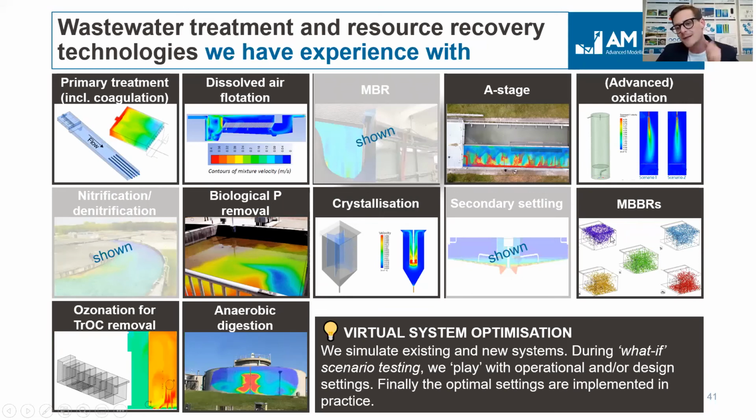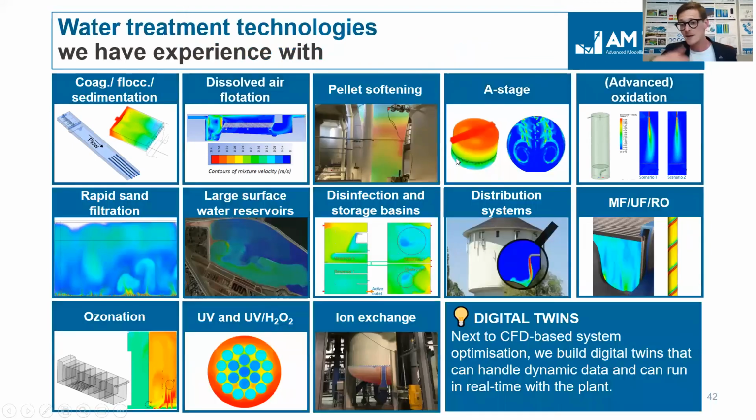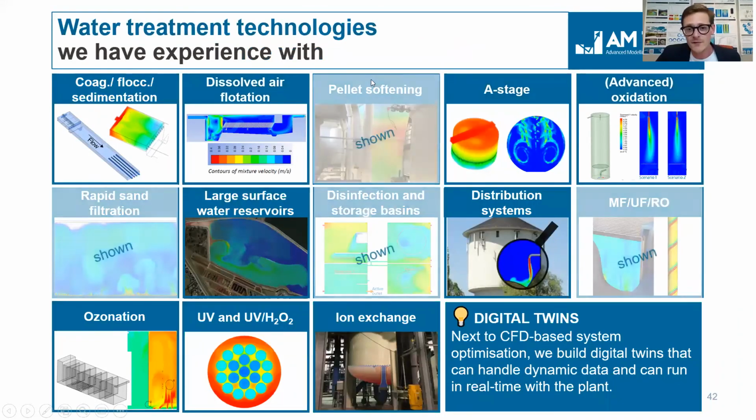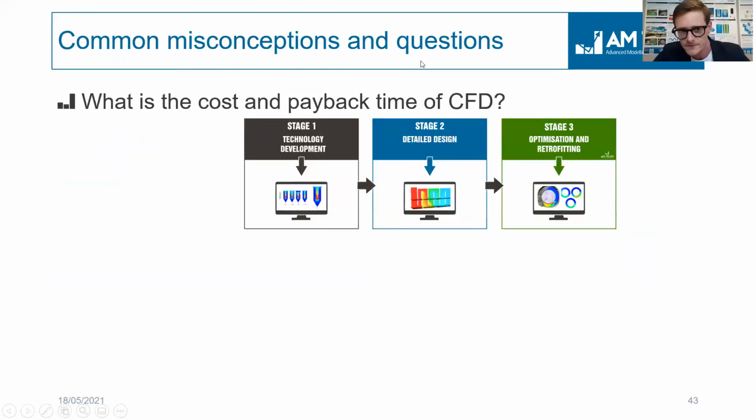Major questions here are mixing and positioning. How do you pull back the carriers? How do you avoid that they all accumulate at the end near the grids of your system? All relevant questions. Similar for drinking water, we have shown some of them, like pellet softening, disinfection and storage. We touched a little bit on membranes and rapid sand filtration, but again, you can look at large surface water storage basins, advanced oxidation or disinfection with ozonation, UV disinfection, ion exchange, and many more actually. So this is just to give you a wide overview of all the technologies.